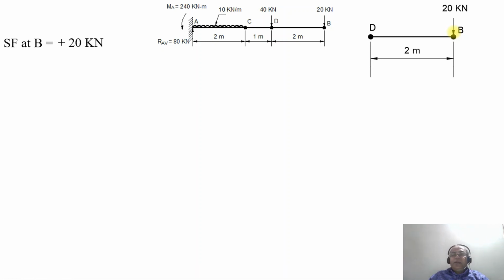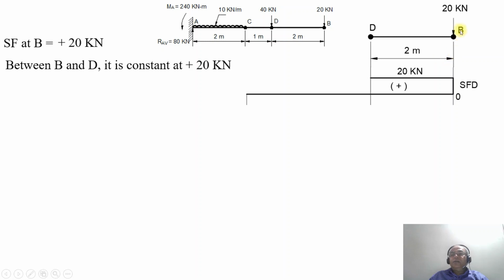Between D and B, as there is no load acting on the beam, naturally it remains constant at plus 20 kilonewton. When you plot the shear force diagram, you can see here at the point B you have 20 kilonewton, and between B and D it remains constant at 20 kilonewton positive. Now similarly, what will be the bending moment at the point B? The bending moment at the point B will be equal to 0. And the bending moment at the point D will be, as the load is acting downwards, the beam will try to bend in the downward direction.